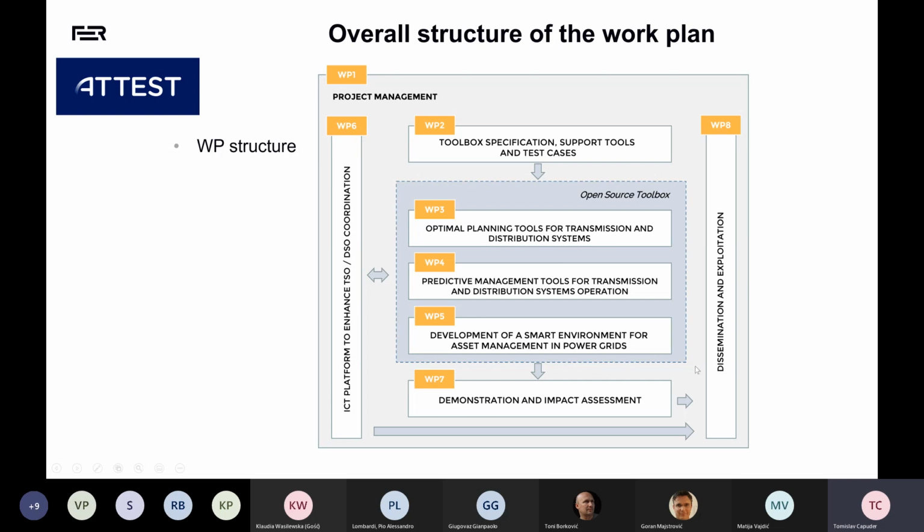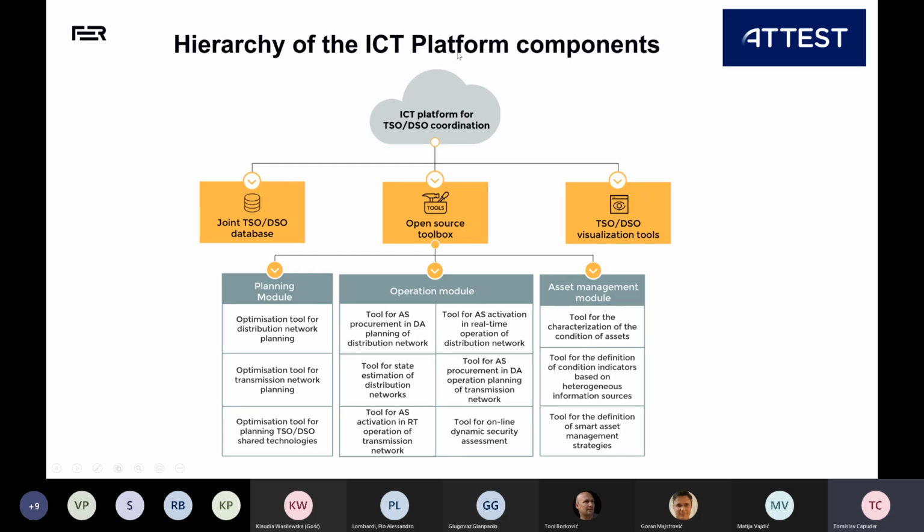So some tasks in work package 4, where we are developing these tools. We are developing a tool for coordinated planning together with Inestec, and we are a link towards our system operators to actually demonstrate and assess the impact of these developed tools. So again, all the tools will be integrated into a single ICT platform for TSO and DSO coordination. The goal is to have these tools and these data open source available.